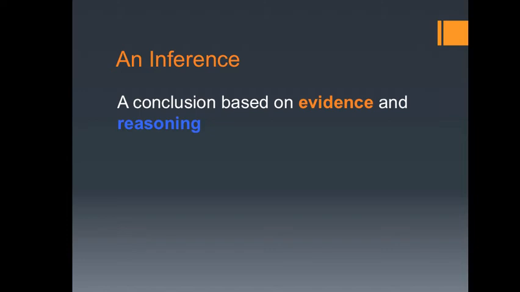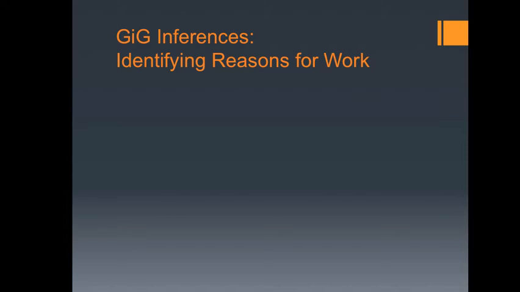So here's a working definition of inference. It's got three elements: the conclusion, the evidence, and the reasoning. And the reasoning is the tissue that connects the evidence to the conclusion. And when we talk about whether an inference is sound, we're looking for two things. One, relevant evidence, and two, logical reasoning. Let's see if we can walk through how that might look as we talk about some inferences about Gig.